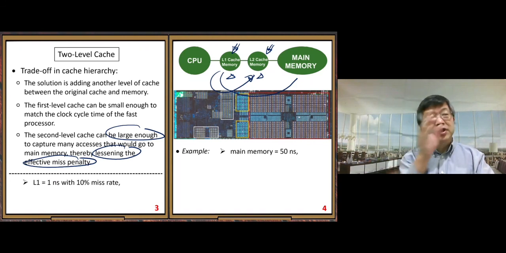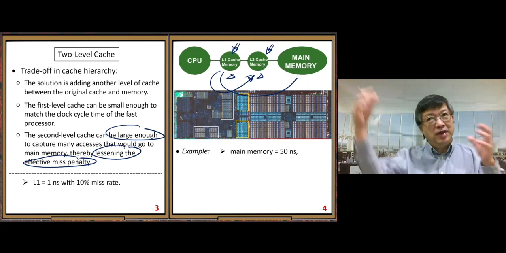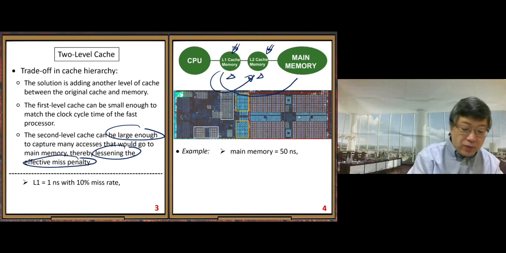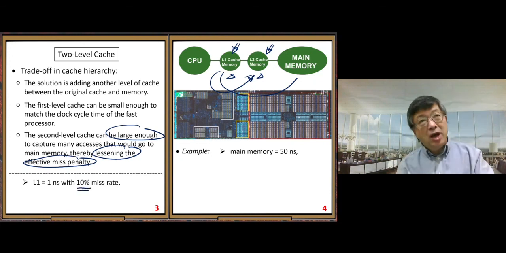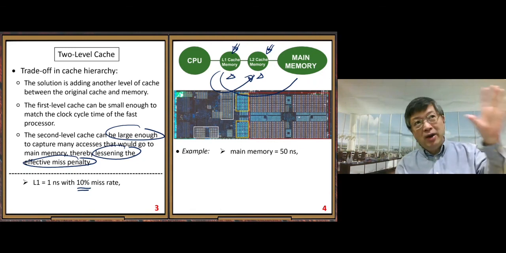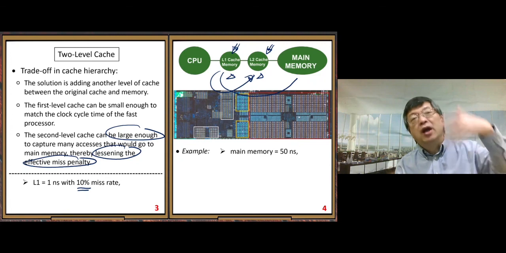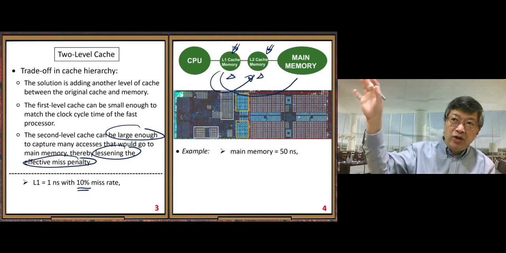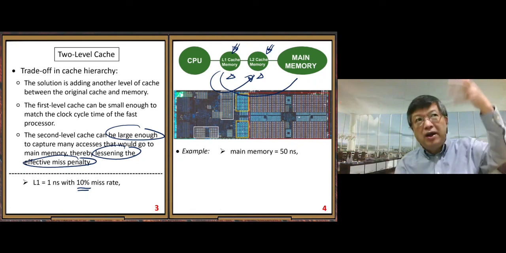So then we have some other numbers. L1 cache, hit time 1 nanosecond, very fast. Okay, 50 to 1 ratio. So you get it. That difference is pretty significant. And 10% miss rate. So this number is relatively high, 10%. Although you may feel it's not a big number, what I said, relatively high. Comparing with other much lower miss rates, this is relatively high.